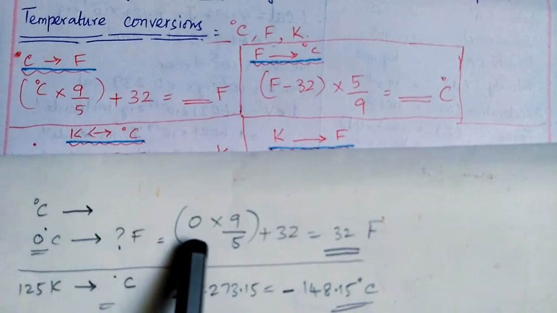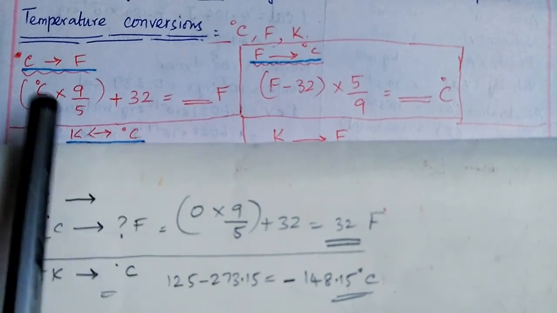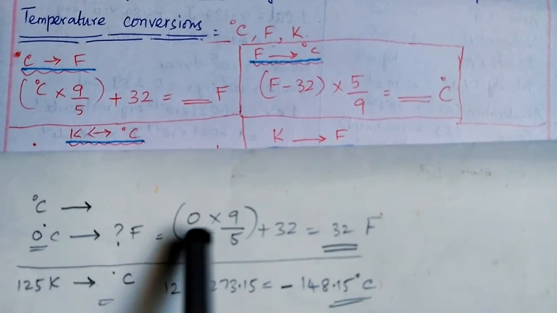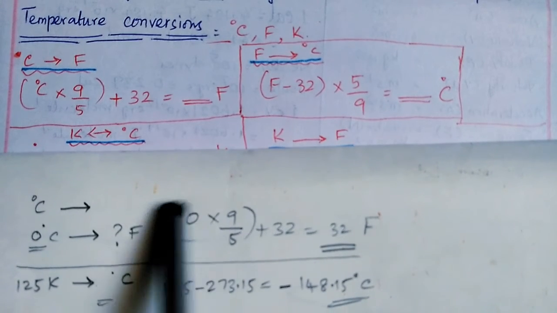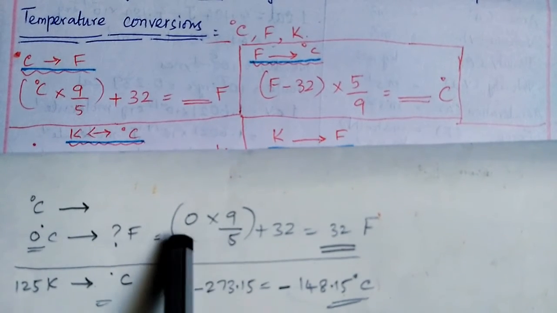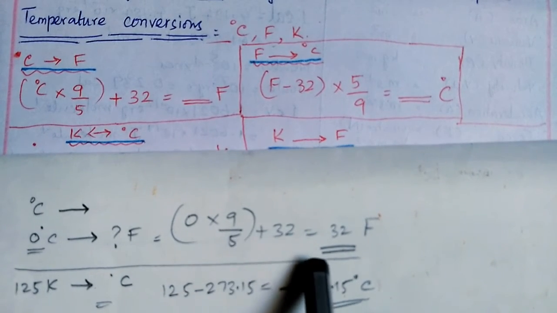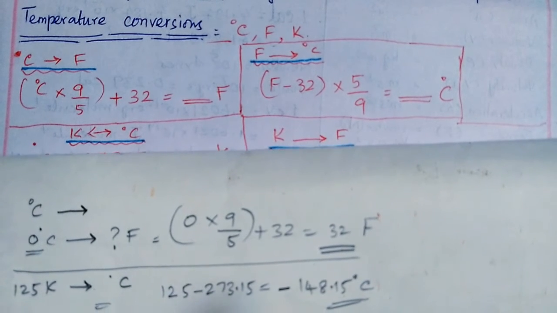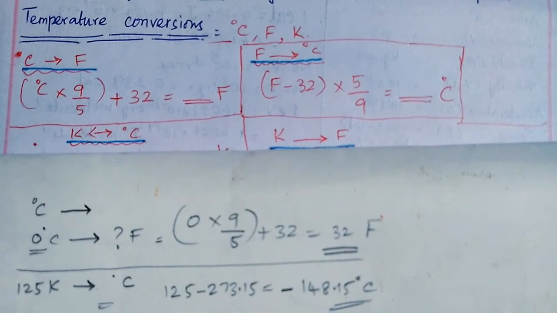So 0, that value should be substituted instead of degree Celsius. We have substituted 0 into 9/5. So anything multiplied by 0, the entire value within the bracket will be 0. So 0 plus 32 actually gives us the value as 32 Fahrenheit. Okay, we are getting the answer like that.